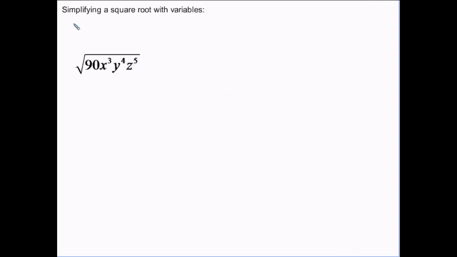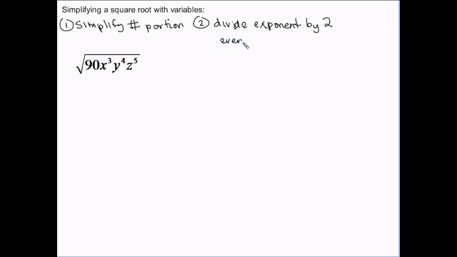If we have variables, we're going to simplify the constant or the coefficient, the number part. And then on the variables, you divide the exponent by 2. If it's even, it'll go evenly, and so it'll all come out. If it's odd, it won't divide evenly, and 1 gets left behind.